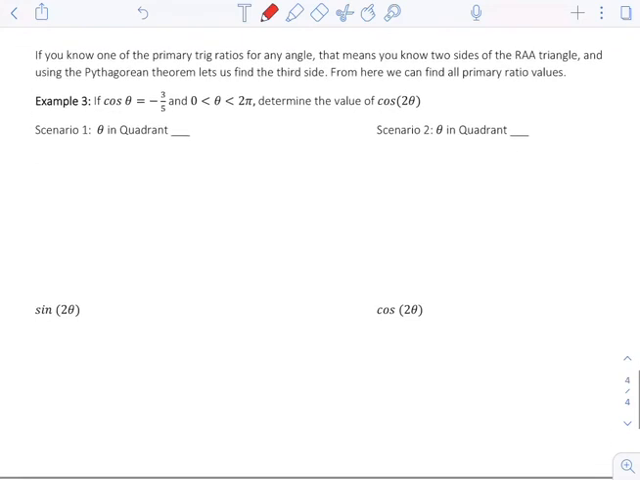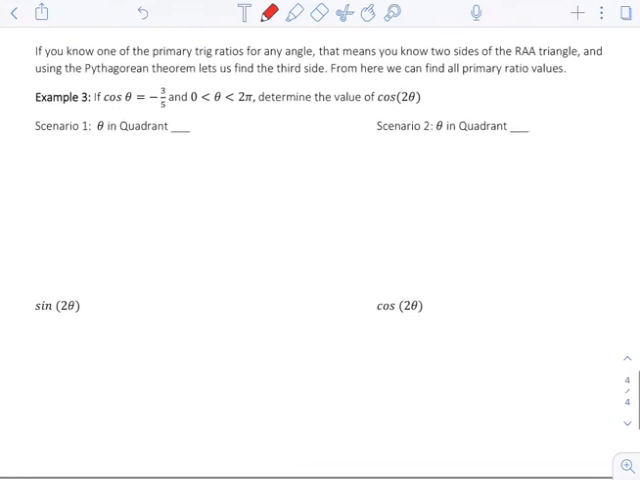Now, let's keep going. One thing that you might have been noticing throughout this is that any time we're given one of the ratios and the quadrant that it lies in, we can find out the third side by using the Pythagorean theorem, which allows me to find out any ratio no matter what. So we're going to try to apply that here.